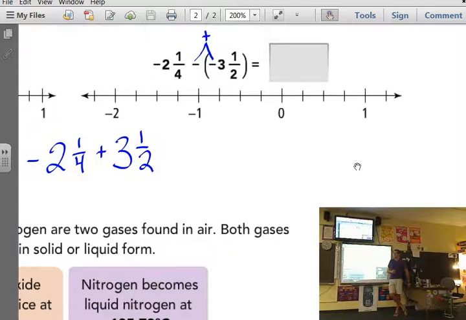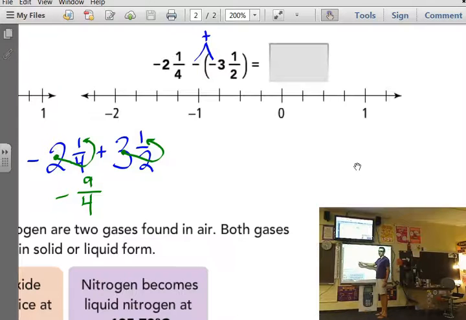I would multiply 4 by 2 and add 1. In my brain, this is what I think of: grab the 2, multiply by the 4, add it to the 1. So now, 8 plus 1, 9/4. Remember, that's negative. Do the same thing with 3 1/2. 3 times 2 makes 6. Add it with the 1. I get 7/2.